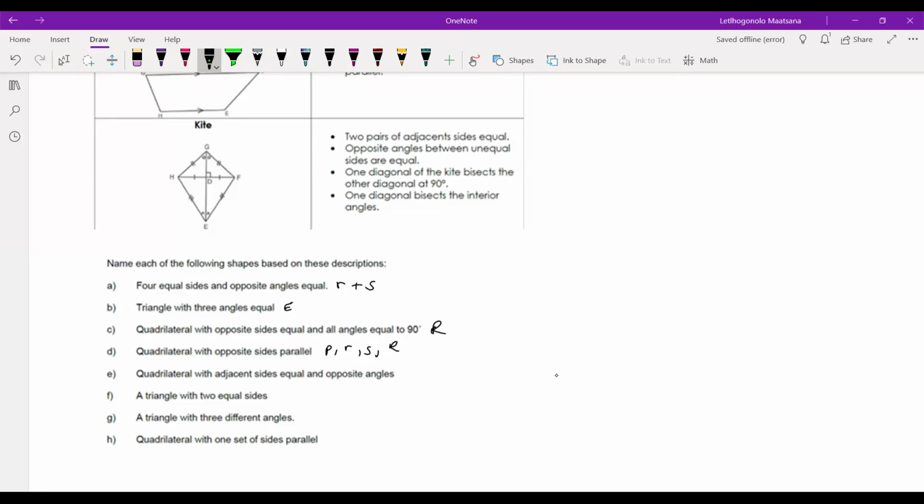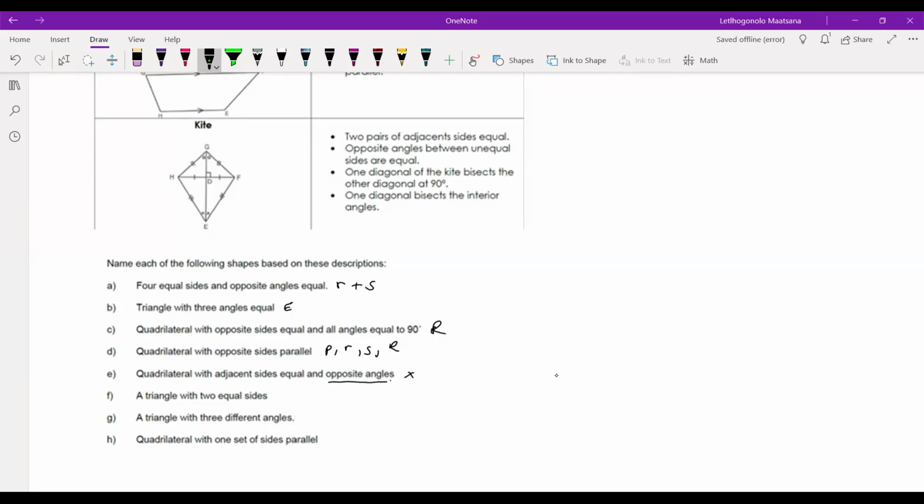Quadrilateral with adjacent sides equal and opposite angles. I believe the opposite angles should also be equal, I would think, I'm not quite sure here. Adjacent sides equal and opposite angles. That doesn't make any sense. We'll leave that out for now.